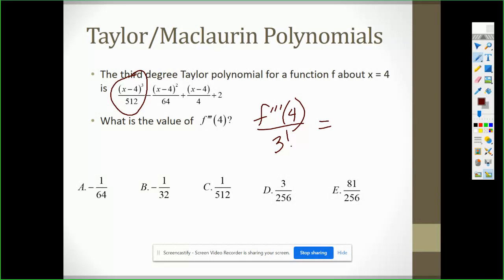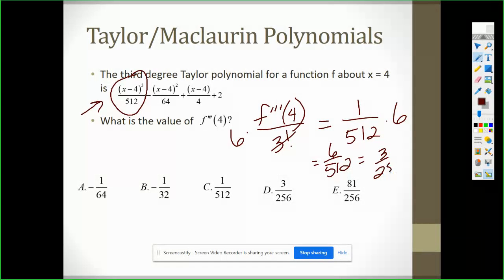And when I do that, if I look at this one right here, I see that I have a coefficient of 1 over 512. So you can almost think of it as setting up a proportion: the third derivative of 4 divided by 3 factorial must give me 1 over 512. So 3 factorial is 6, so I can multiply by 6 on both sides to get rid of that. So I end up with 6 over 512, which reduces to 3 over 256, and that is D. So I wanted to show you that one.